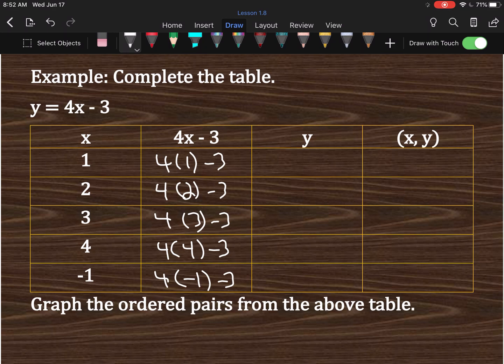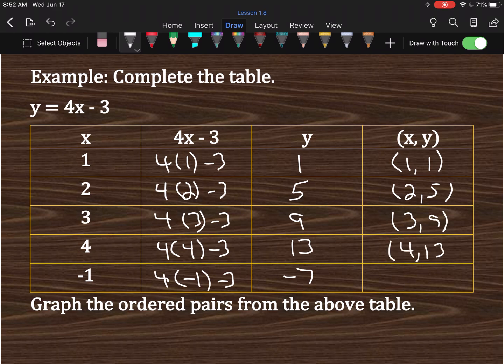Order of operations says multiply, then subtract. So that's what I'll do, and that'll give me my y values. So 4 times 1 is 4. 4 minus 3 is 1. 4 times 2 is 8. 8 minus 3 is 5. 4 times 3 is 12. 12 minus 3 is 9. 4 times 4 is 16. 16 minus 3 is 13. And 4 times negative 1 is negative 4. Negative 4 minus 3 is negative 7. Our ordered pairs then are 1, 1, 2, 5, 3, 9, 4, 13, and negative 1, negative 7.